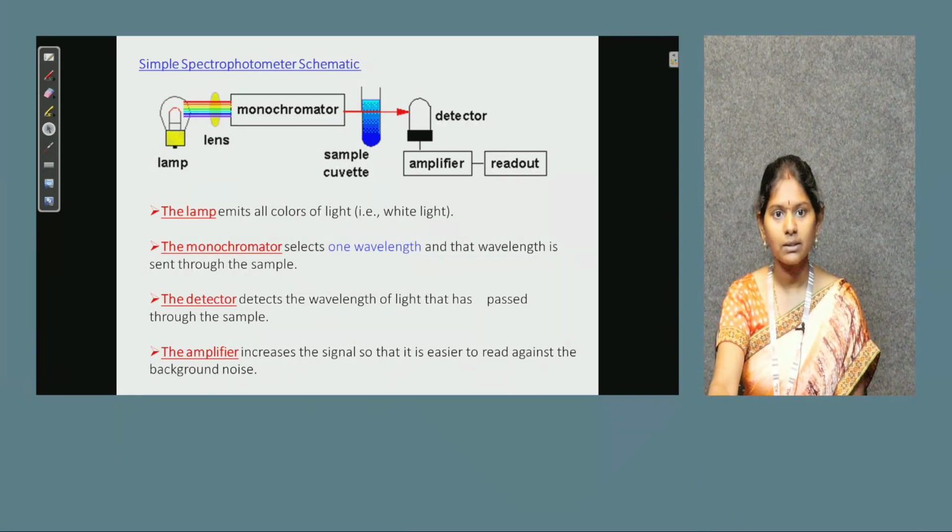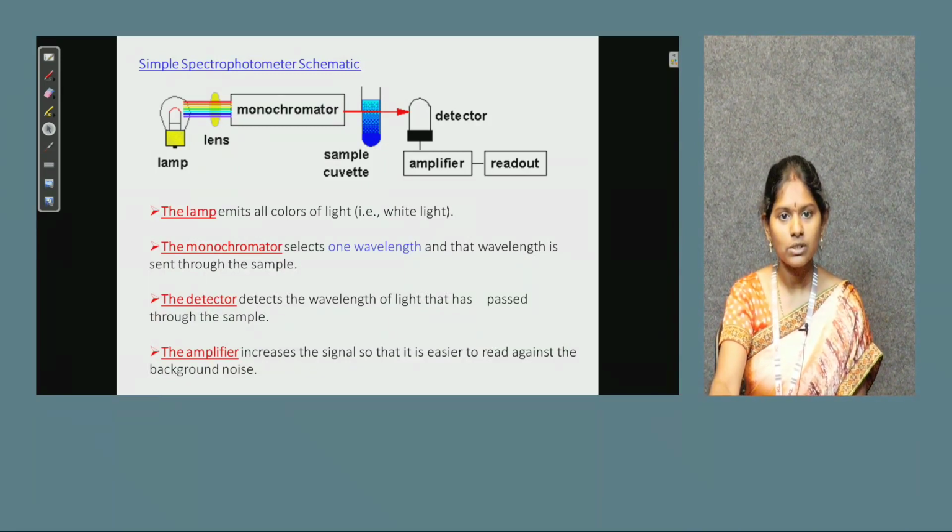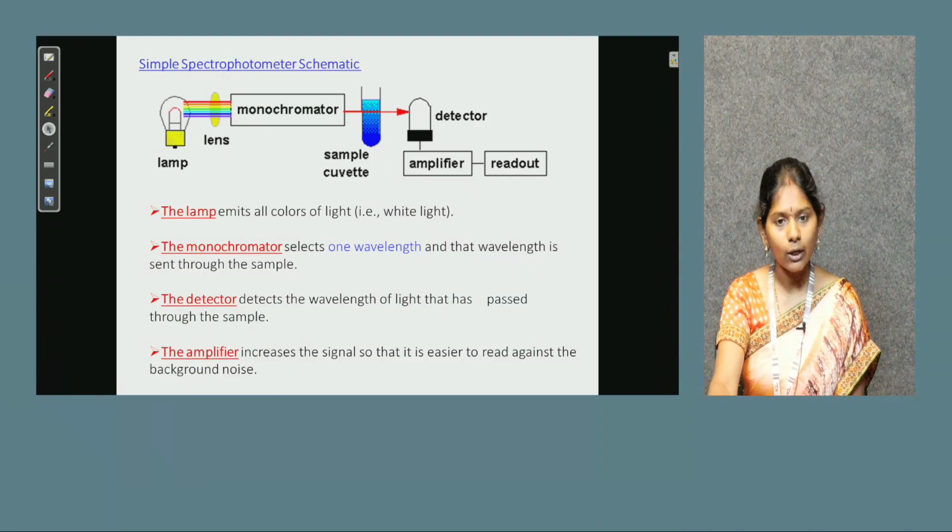The next one is the monochromator. If we are using a lamp or light source which emits all the colors, we need a monochromator to select a particular wavelength according to the absorption of the absorbing molecules, such that it selects a particular wavelength and sends that wavelength of light to the molecules. Next is the detector, which will detect the wavelength of the light that has passed through the sample. And next is the amplifier. The amplifier increases the signal so that it is easier to read against the background noise.